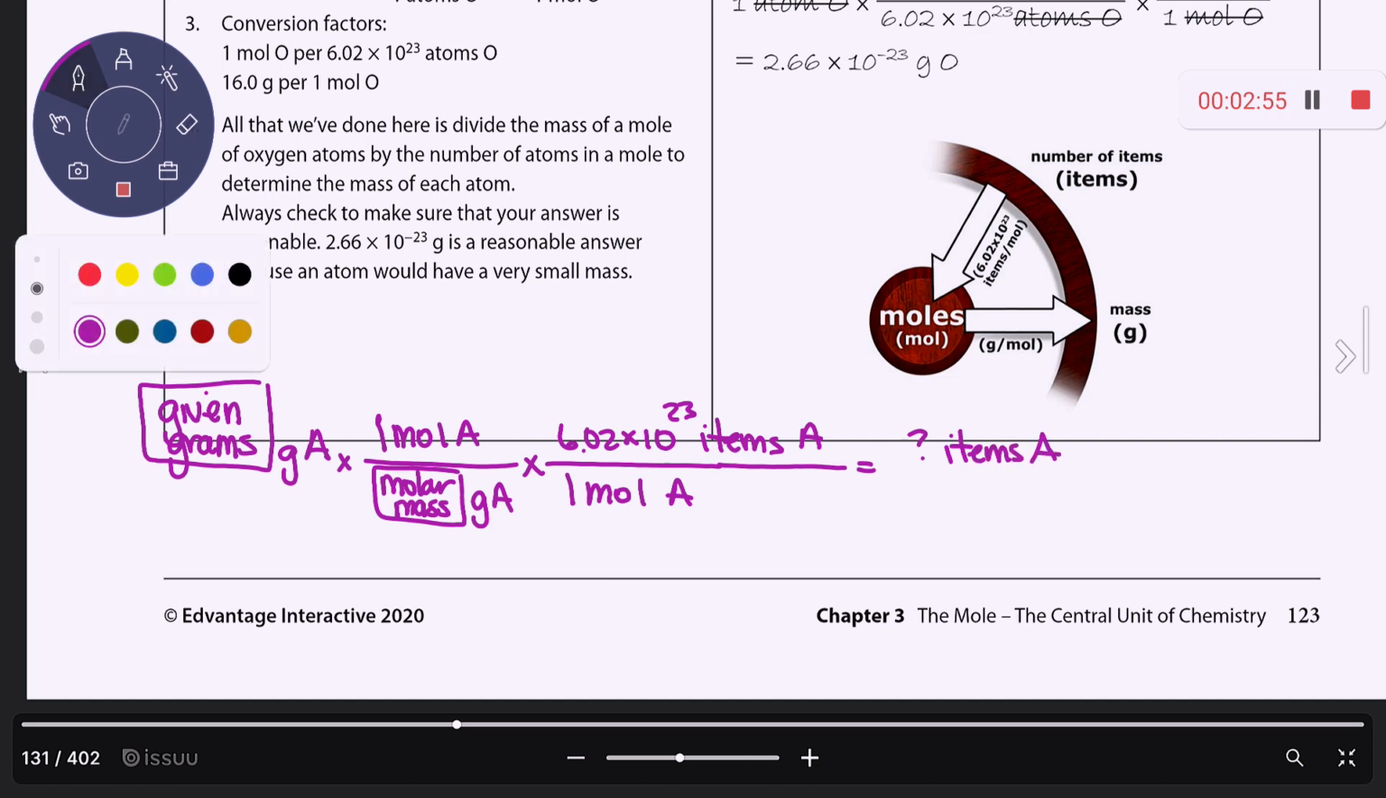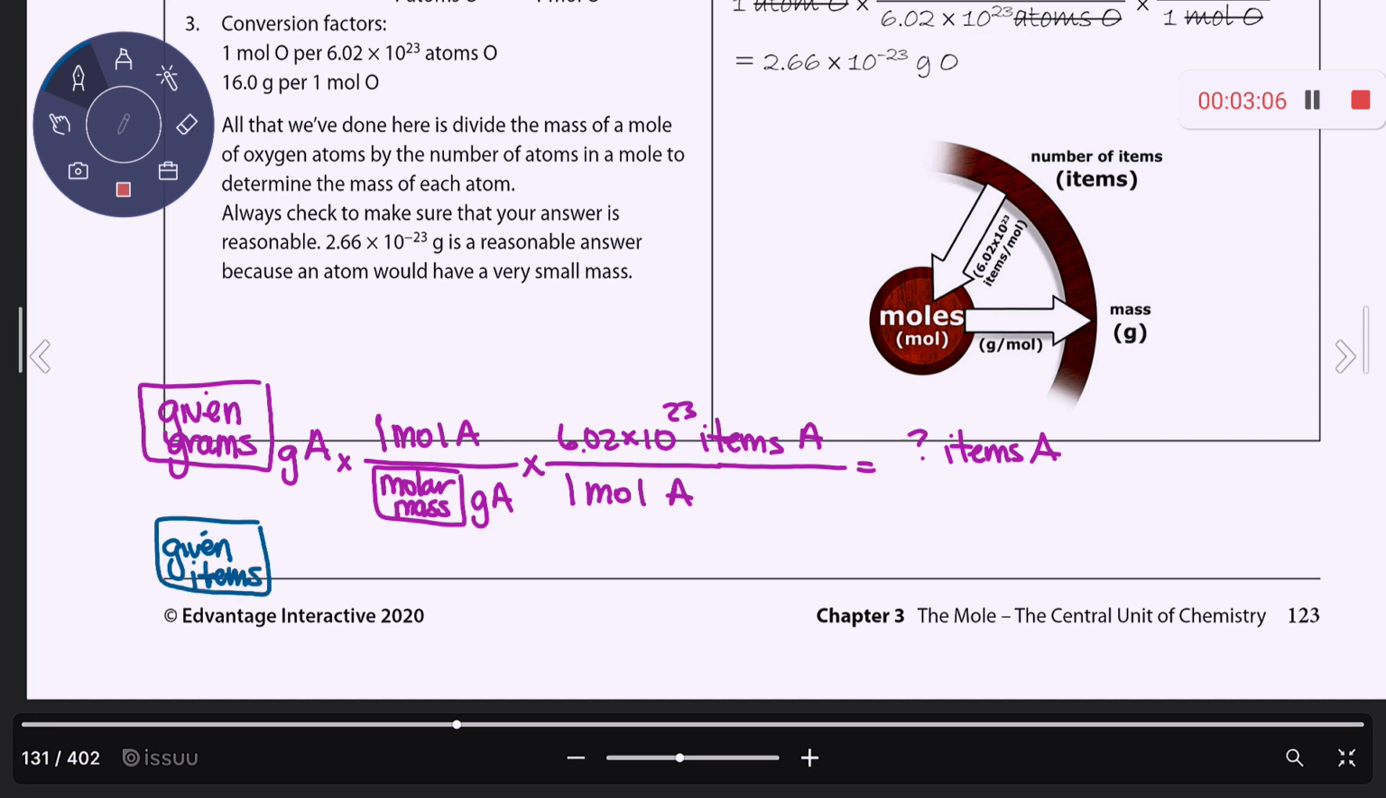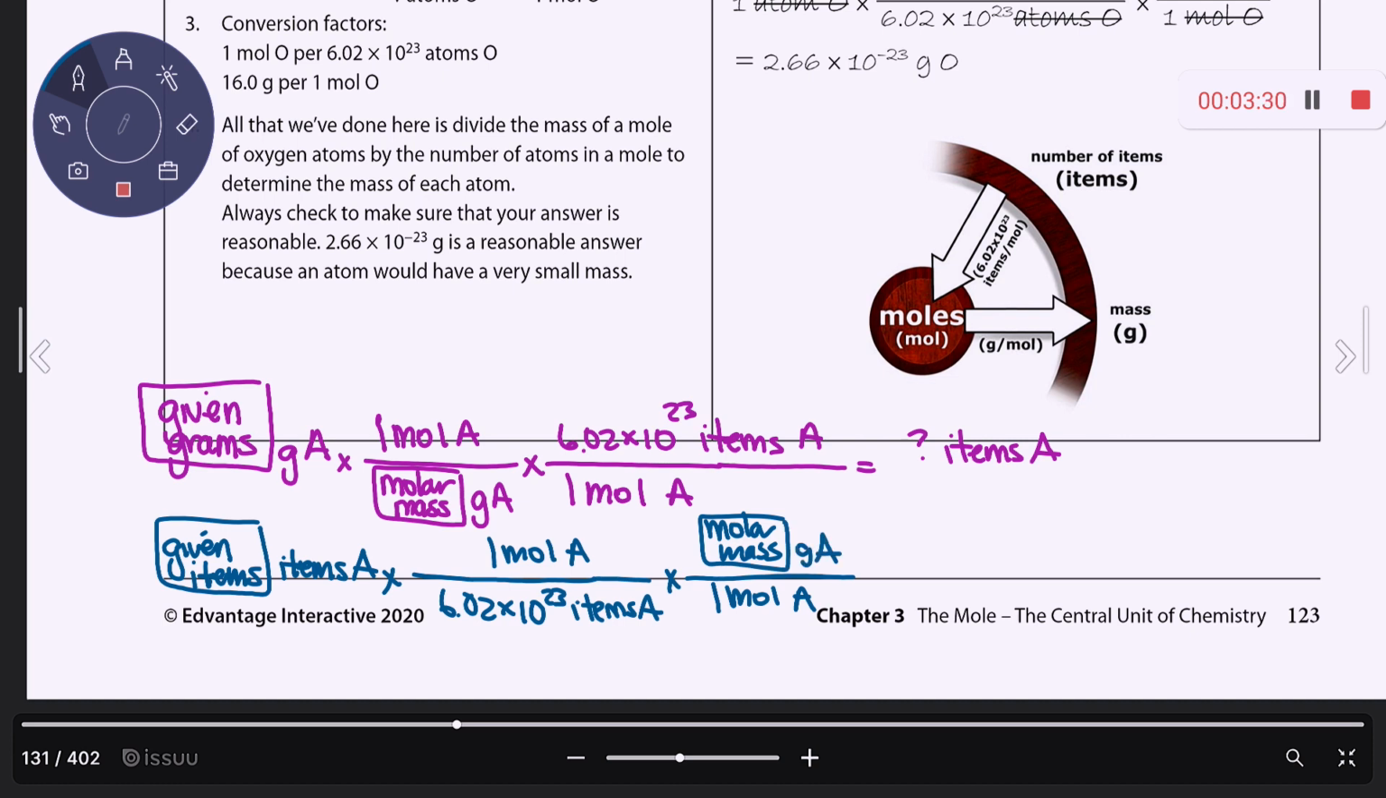I could also go in the opposite direction. Then I will be given items of something, so you put that unit with the formula here. This time you divide by Avogadro's number and put a mole on top, and then we convert moles to grams here, and that's how you solve for grams of a substance.